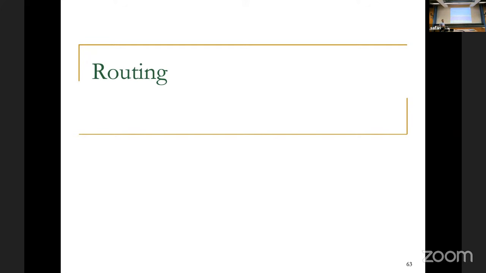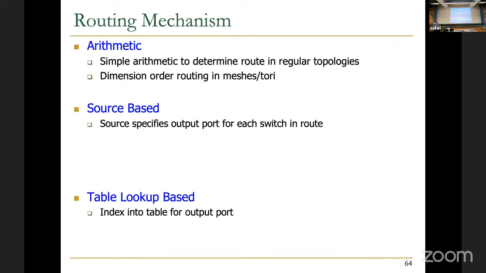Okay. So we covered more or less topology. For sure, there is a lot more to cover in topology, but we don't have time. And I now want to go over routing algorithms briefly. There are basically three types, at a very high level. The first is the arithmetic category, where you need to do some simple arithmetic to determine routes in regular topologies. Based on the addresses of the nodes, you can find your path to the destination, like dimension order routing in meshes or torus.